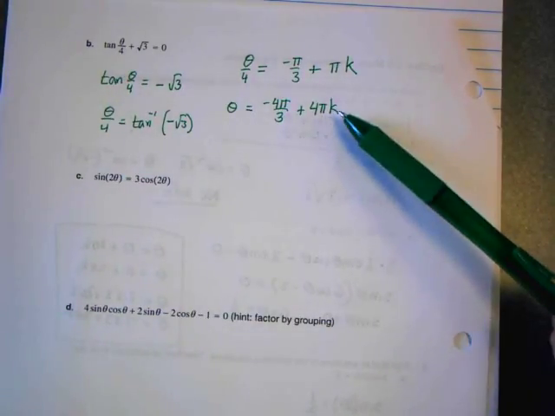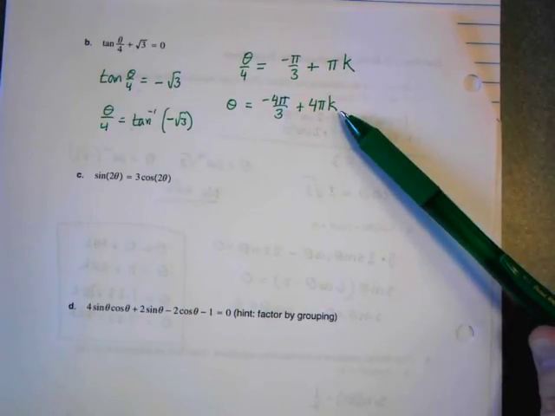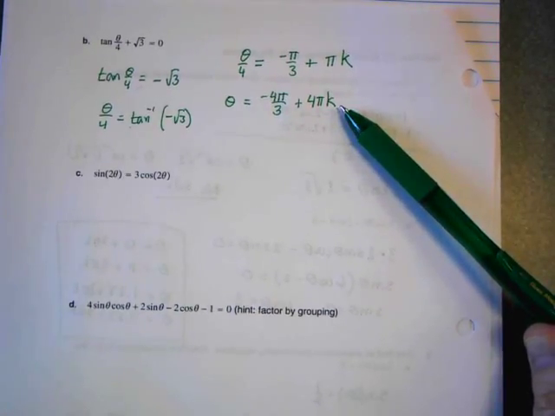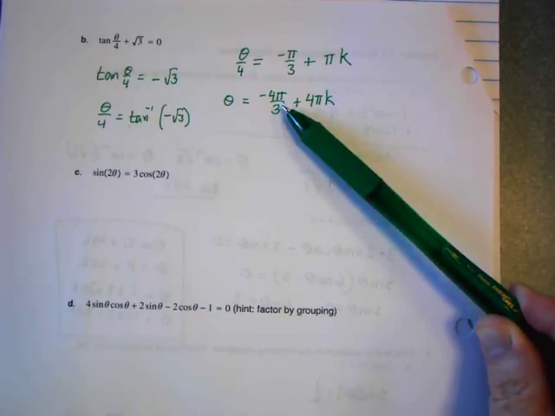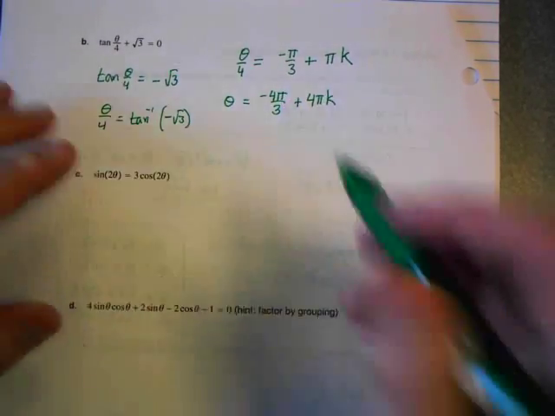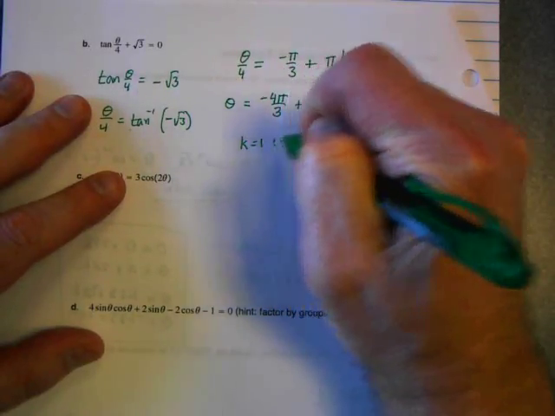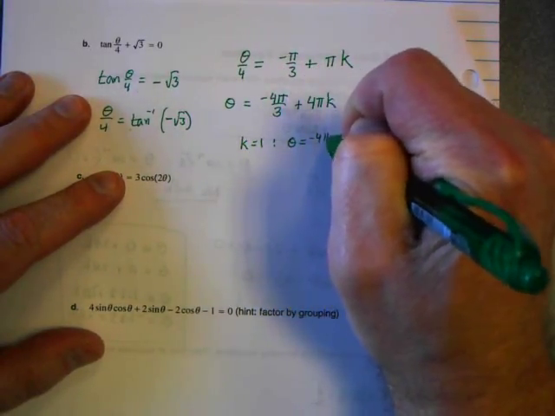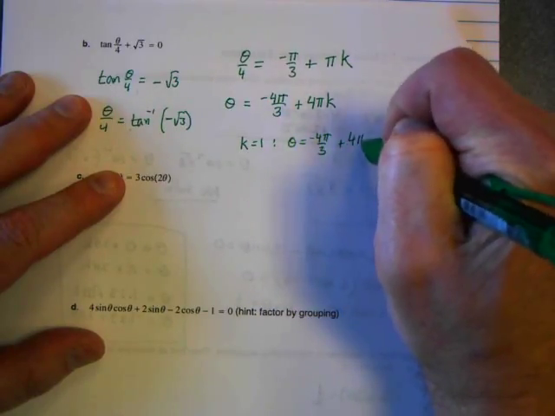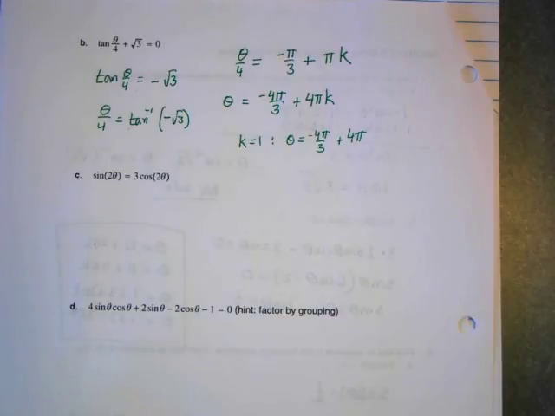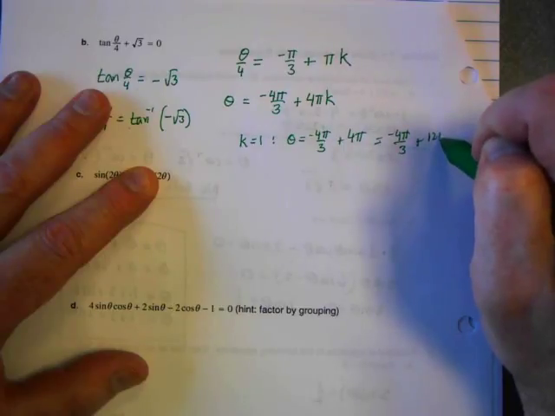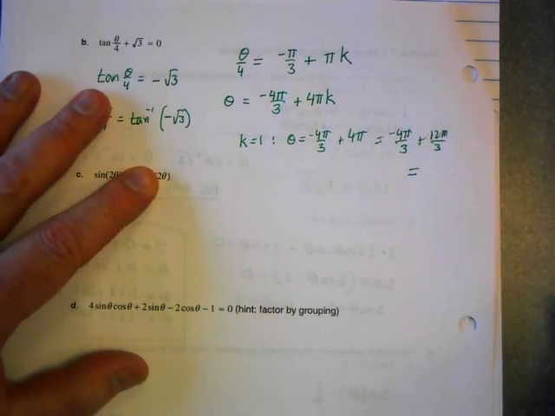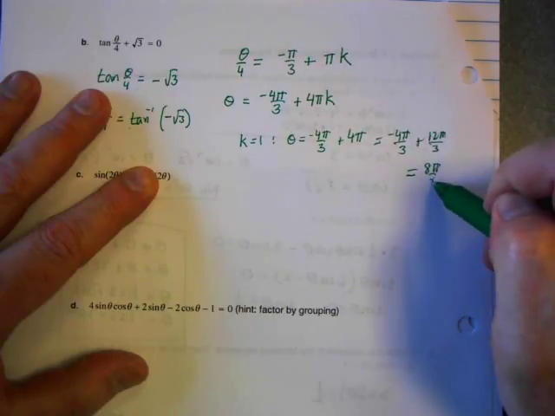So how do I find them? Well, I start picking my favorite numbers in the whole wide world for k and plugging them in. What's my favorite number in the whole wide world? 0. But if I plug in 0, I'm going to get negative 4 pi over 3. Does that give me an answer between 0 and 2 pi? No, because it's negative. So 0 is not going to work. So what's my next favorite number? 1. So if I plug in k equals 1, I'm going to have theta is negative 4 pi over 3 plus 4 pi. That's negative 4 pi over 3 plus 12 pi over 3, which is 8 pi over 3.